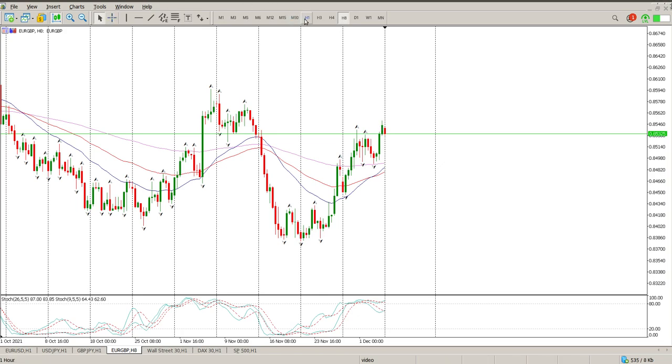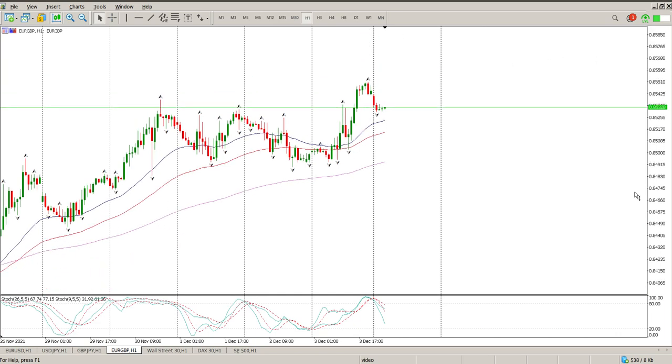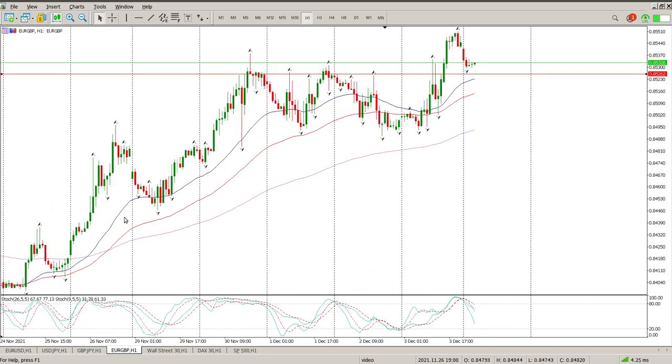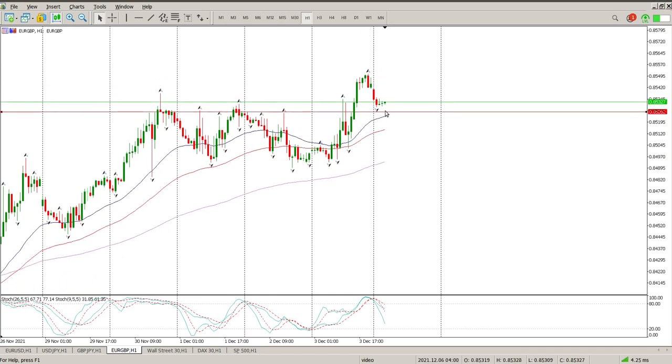So come down to the hour, and we should see some form of structure here. The first thing is this area here. You can see the trend is up on the hour over the last couple of days. So we need to work with that at the moment. So I would say if we can find some support at 0.85262, there's a good probability of a little bit of continuation to the upside.